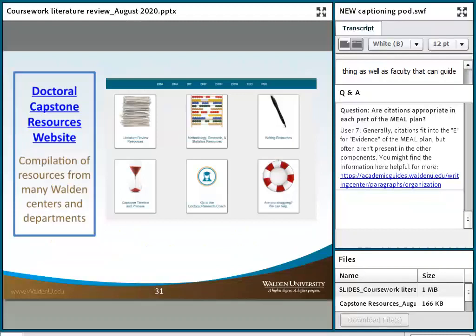And then down here at the very bottom of this image, there are more smart guides than what I have here. You can scroll down further when you're on the web page, but there is the smart guide on reverse outlining and using the meal plan. That's a big one if you want more information on using the meal plan and how to get those main point sentences solid.